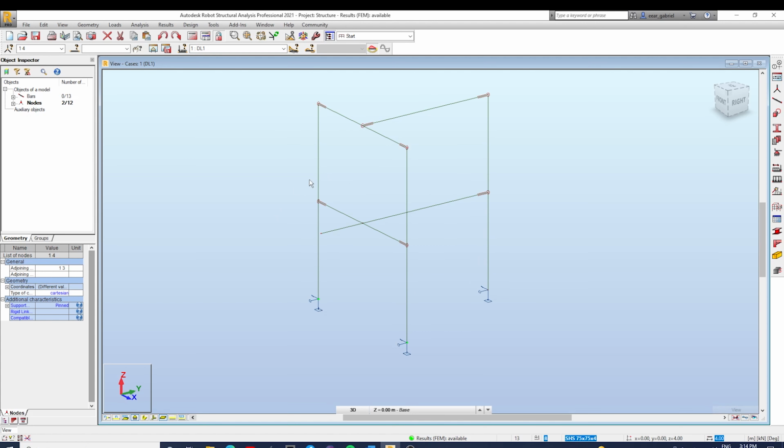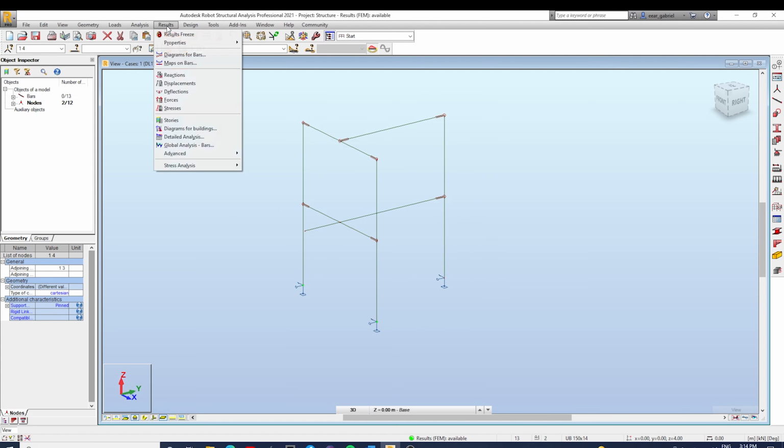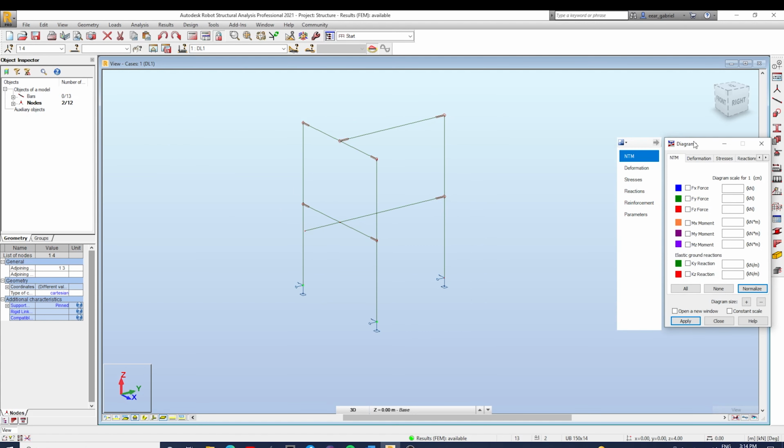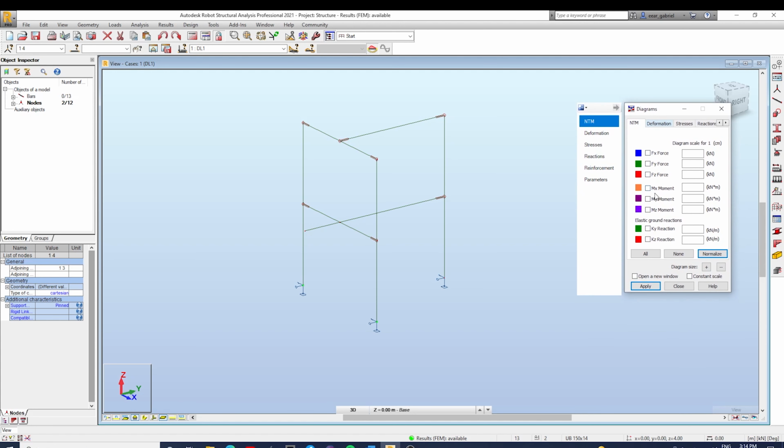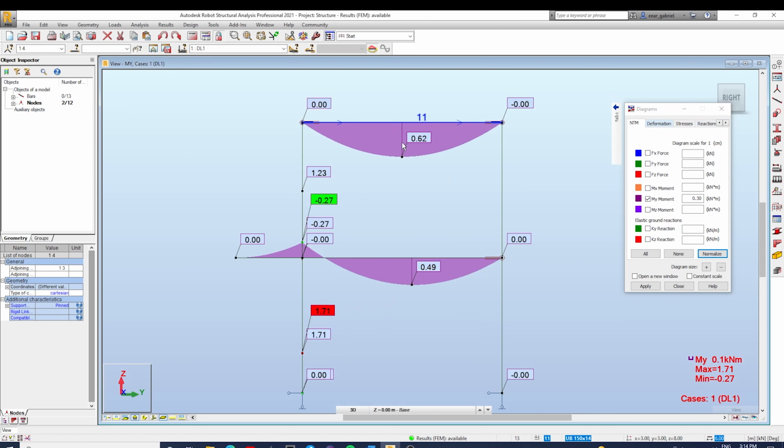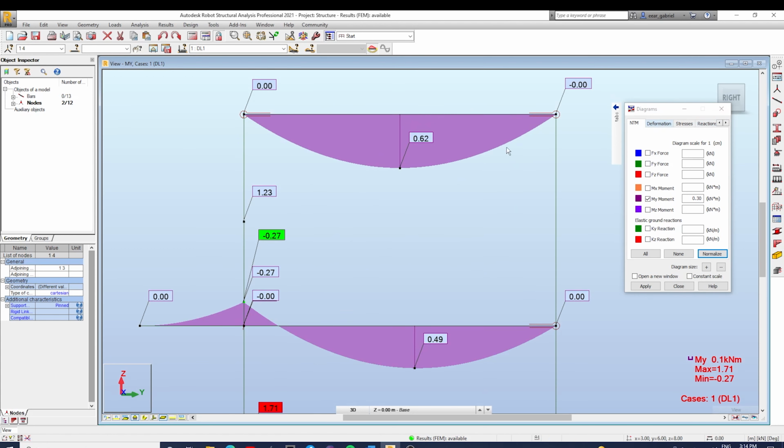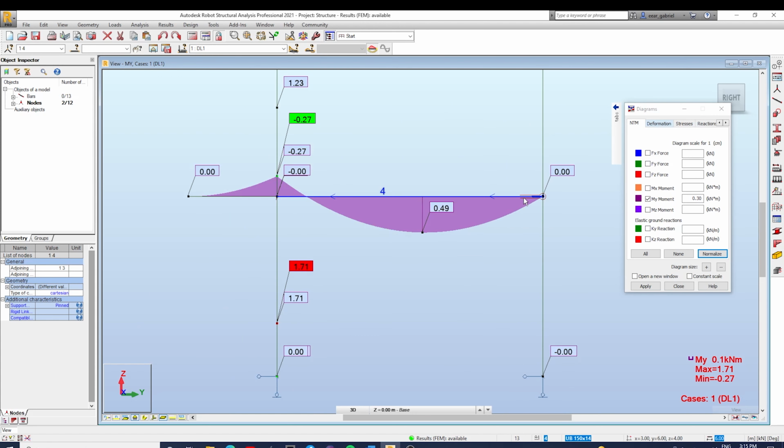Once the 3D model is running smoothly, make sure the bending moment diagrams appear as you expect them to be. For example, a simply supported beam would have no moments at the supports and the peak positive moment in the middle, while for a continuous beam we would expect to have zero moment at the pin connection and negative moment at the side of the cantilever end.